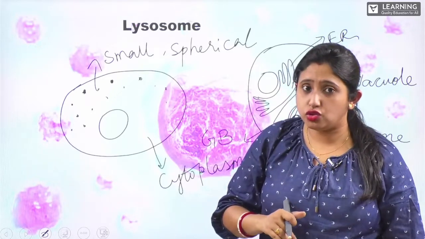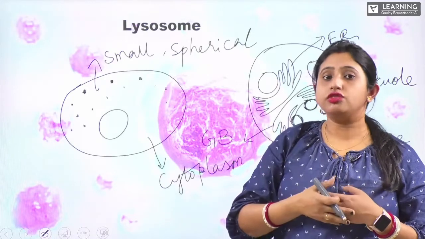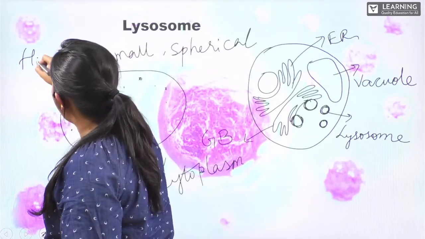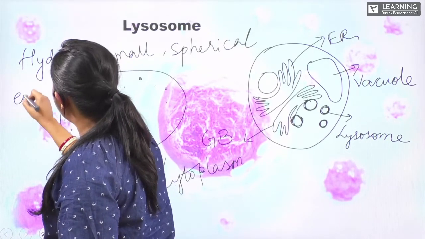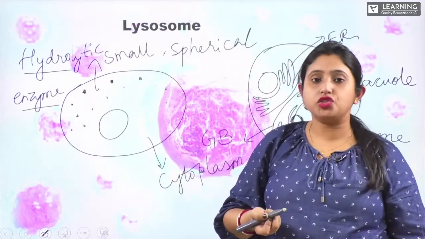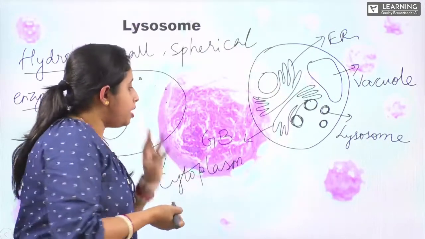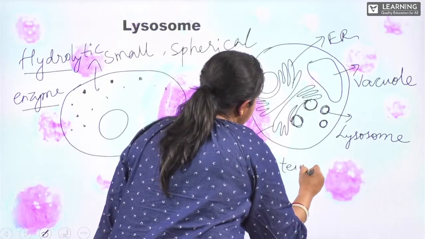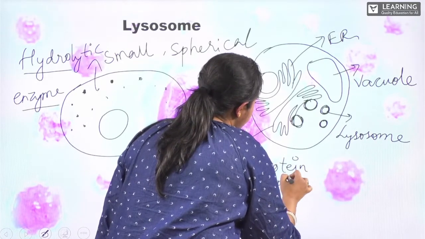Now, these lysosomes are very essential for the digestion of the cells, and they contain digestive enzymes. They contain hydrolytic enzymes, which are responsible for the digestion of proteins, fats and lipids. So this lysosome has the capacity to digest protein, lipid, and carbohydrate.